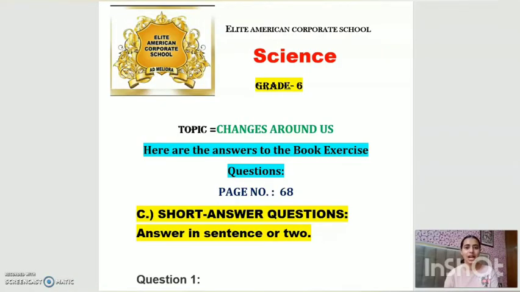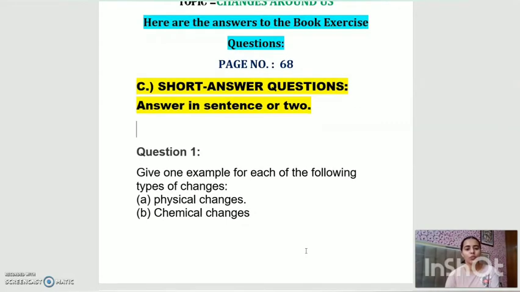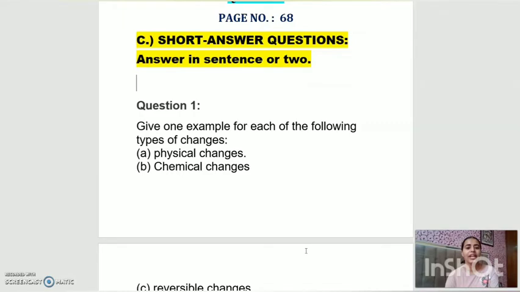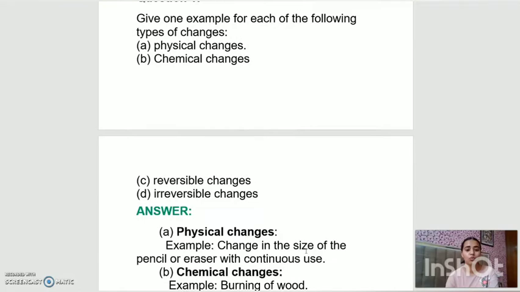Yes, students. I hope each one of you has opened page number 68 of your science book. Today we will do our C part and D part. Let's read what our C part's first question says. Question 1 says, give one example for each of the following types of changes. You have to give one example of physical change, chemical change, reversible change, and irreversible change.